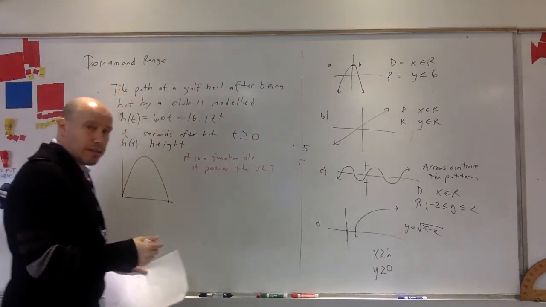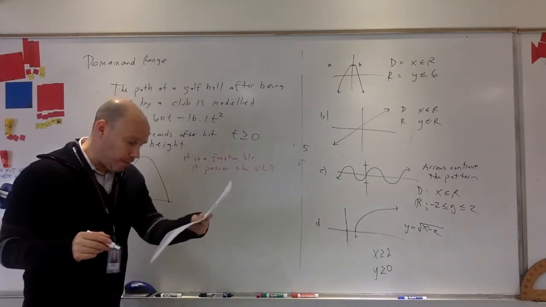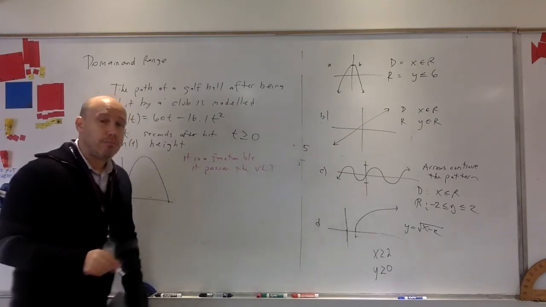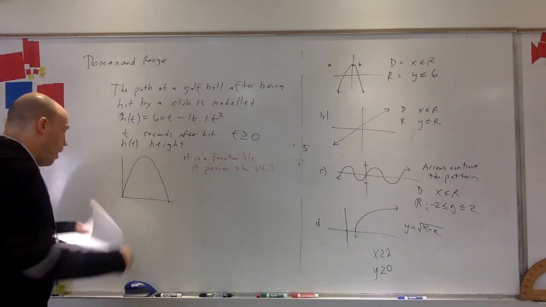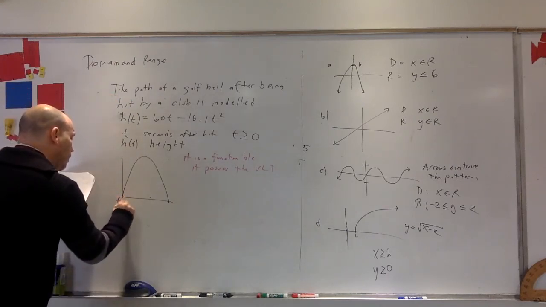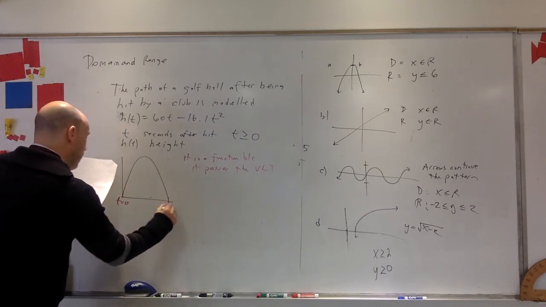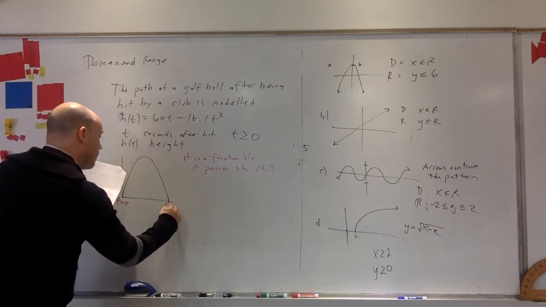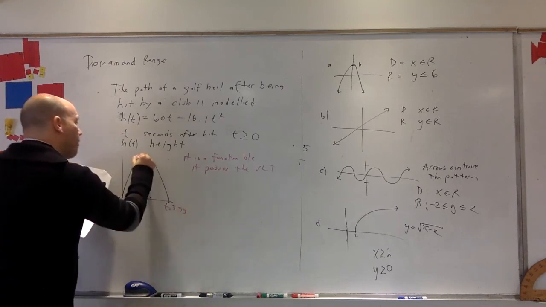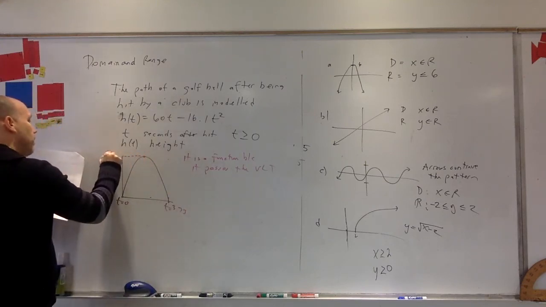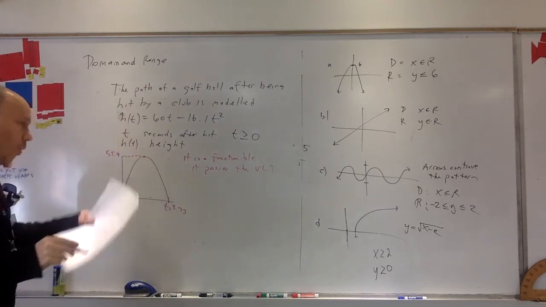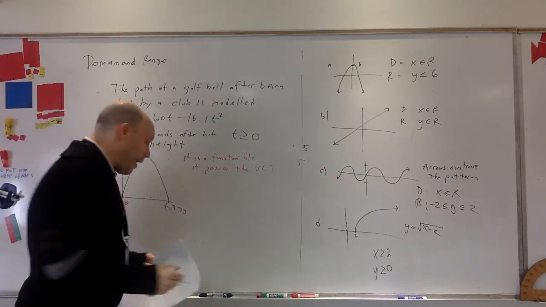Next thing they want to know is the t-intercepts and the maximum value. Use your GDC to find that. Okay. T equals 0. T equals 3.73. And the maximum is, what do we got? 55.9. And therefore they want to know what is the domain and what is the range.